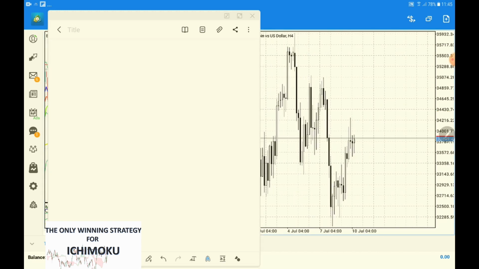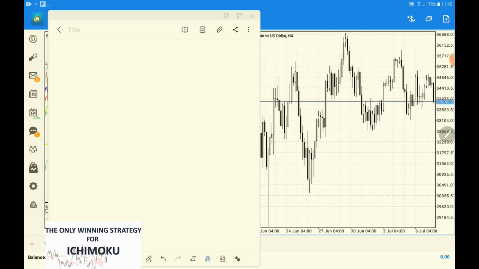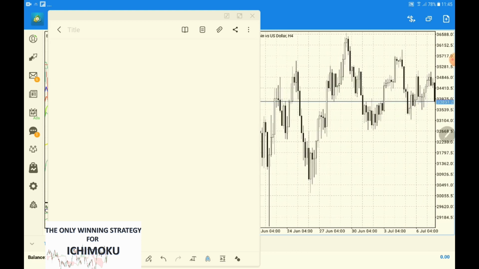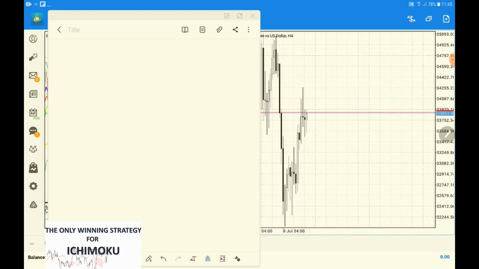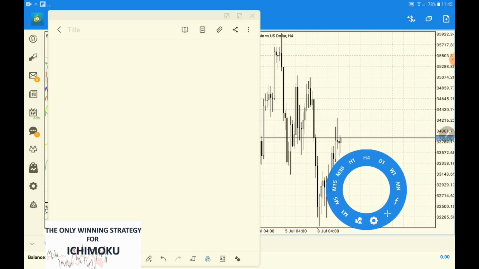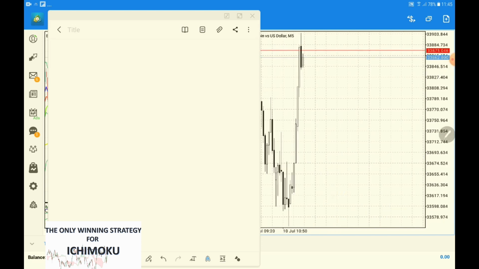So without wasting much time, let's go into the Ichimoku strategy. First of all, I have a blank chart here. It is the Bitcoin USD chart. I'm using the Bitcoin USD chart because we are in the weekend and the forex market is closed, but the crypto market and the volatility market do not close. So in order for us to get a chart that moves, like you can see here, there's a live chart. Let me go to M5 for us to see the movement. Good. So this will let us see how the Ichimoku works.